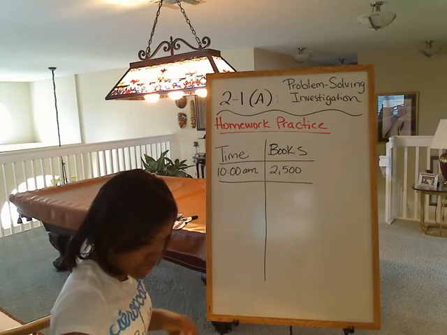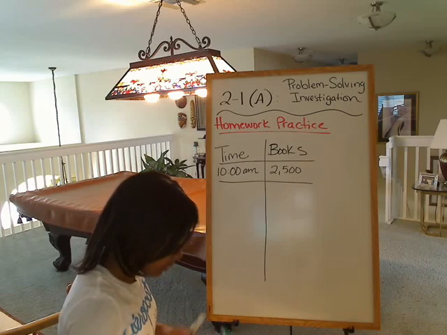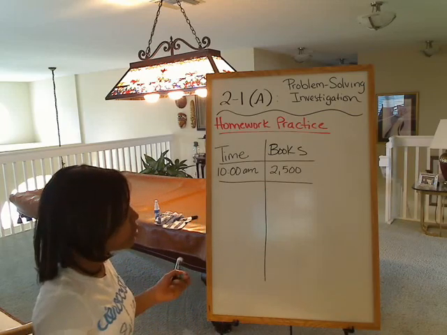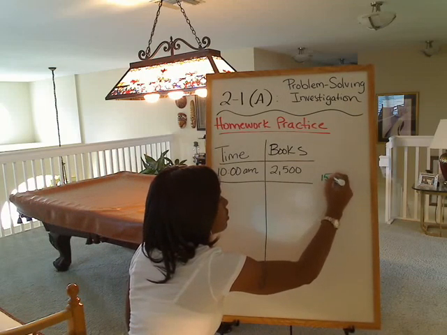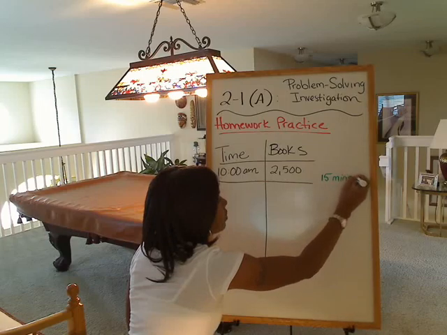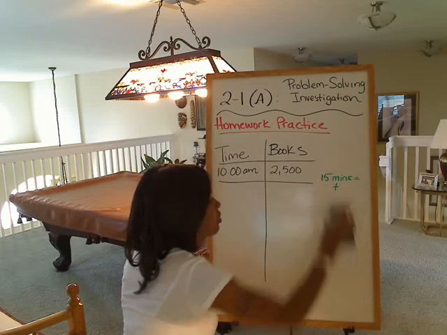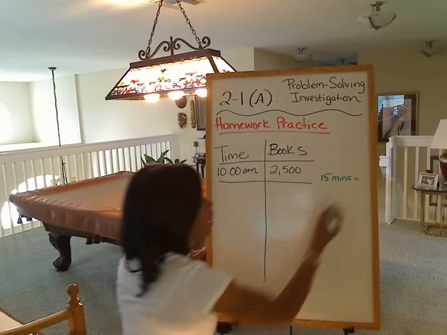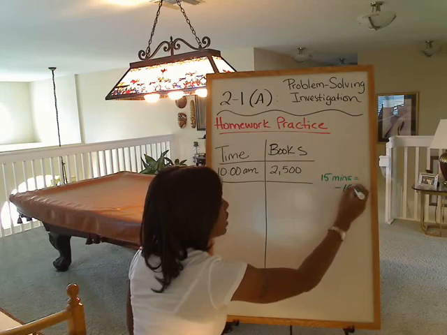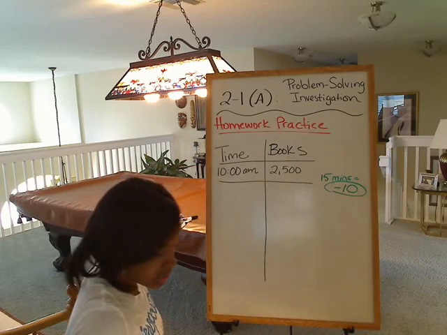Now listen to what it says. I write this in another color. It says every 15 minutes, 10 books were sold. So for every 15 minutes, if they're selling books, we're just taking away, right? Because the books are leaving the store. So every 15 minutes, you're going to subtract 10 books.